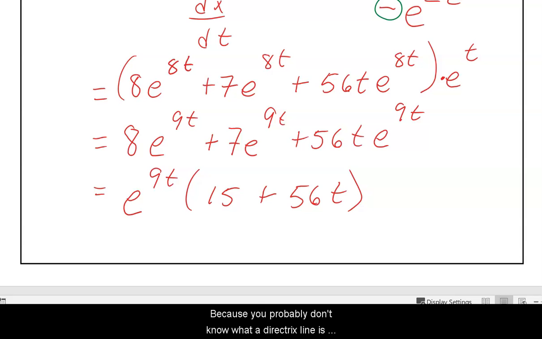Because you probably don't know what a directrix line is then, and you may not know too much about how to find the focal points. So that's something our class spent quite a bit of time on, almost a week working on. And it will hurt you in that section if you don't have at least a basic understanding of it. Okay.